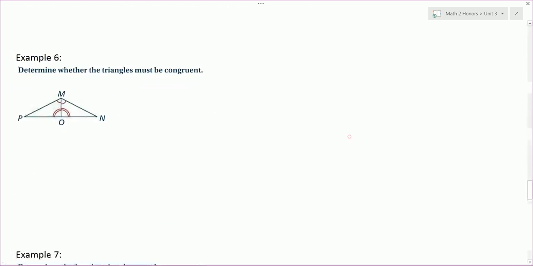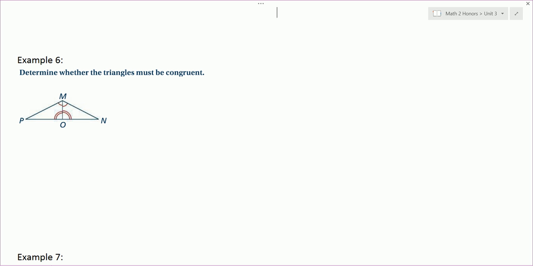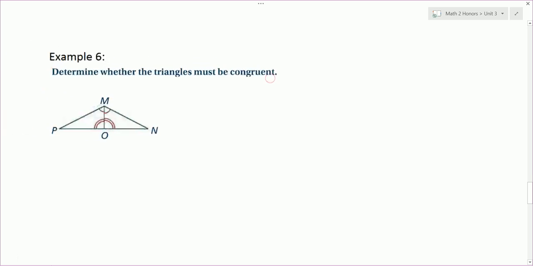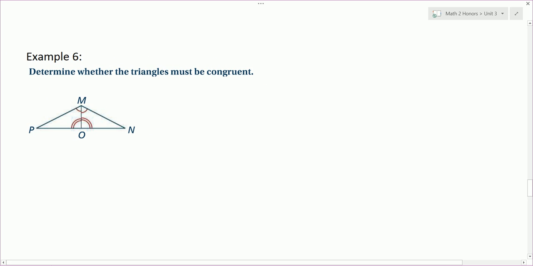Example 6. Determine whether the triangles must be congruent. So in this picture, what do you think? You have MO congruent to MO, so you have a side between two angles, and so your answer would be yes, it's congruent by angle side angle congruence.